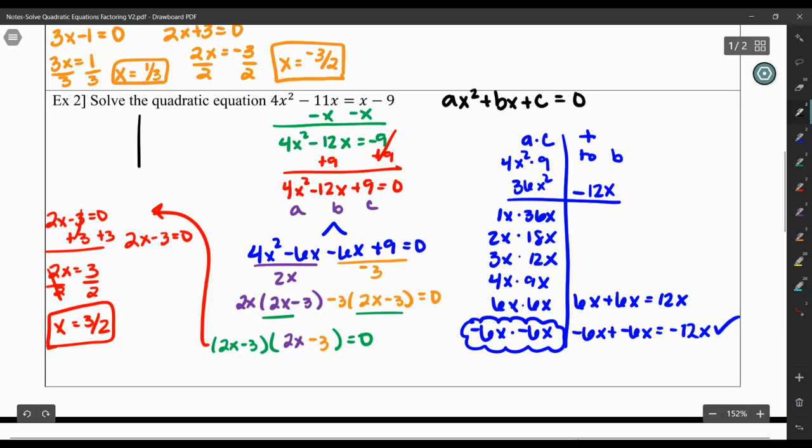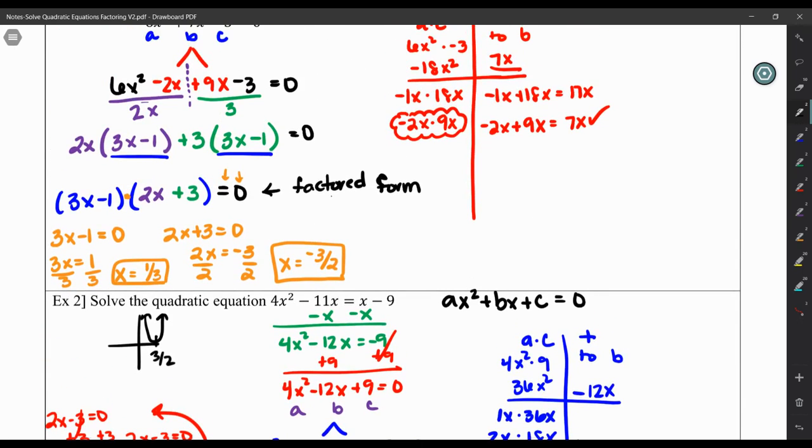So what your graph looks like is your graph is actually just touching the x-axis at 3 over 2. Something like number 1, where you have two unique solutions, means your quadratic actually crosses twice on the x-axis. That's what you're finding. You're finding the x-intercepts.